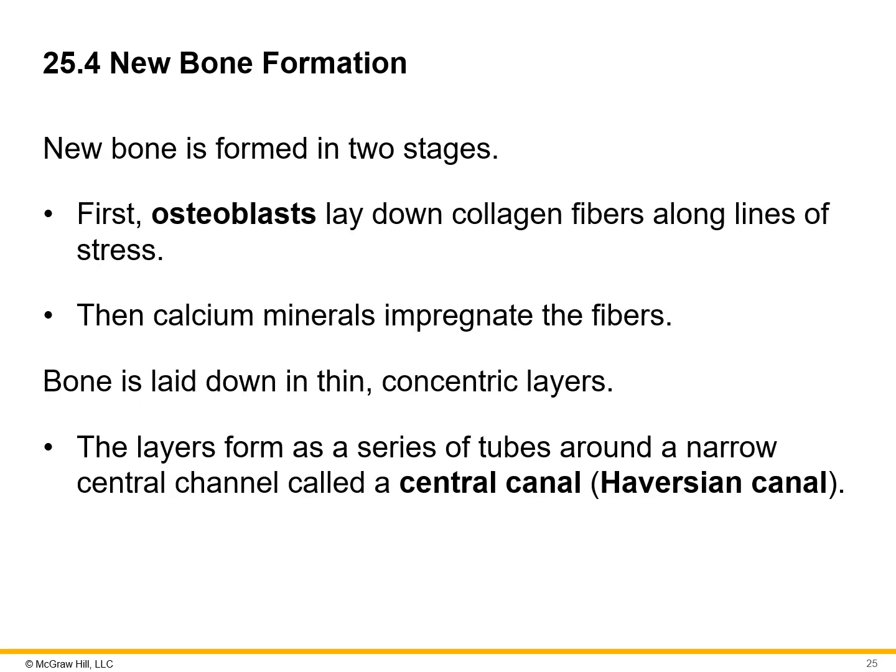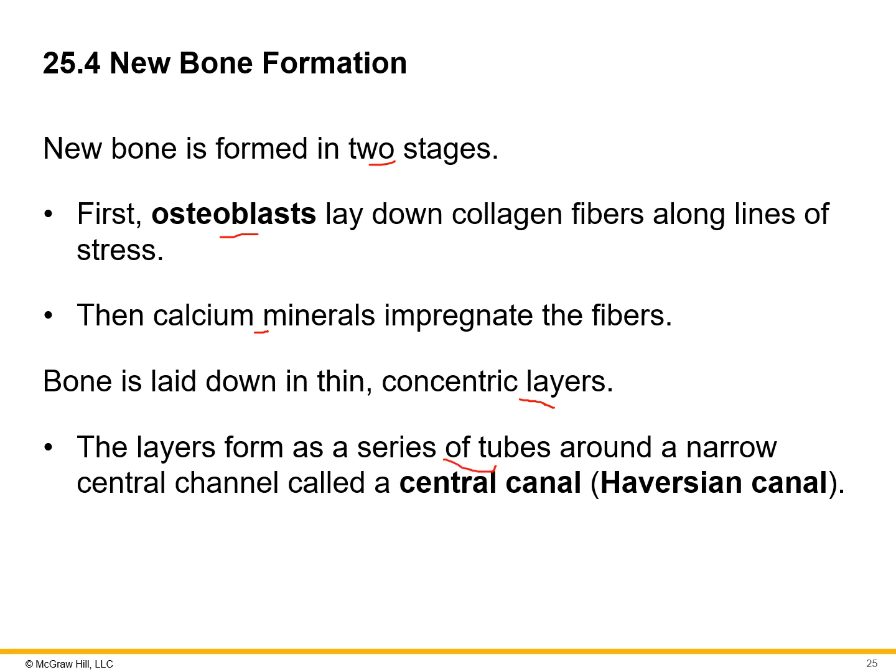How this kind of constant growth is occurring is we get kind of two stages of bone growth. So first, there are osteoblasts. They're the ones that are building. So think building for blast. They are laying down collagen, increasing the bone. So then the calcium minerals come along and kind of strengthen or solidify those fibers. So then it's laid down in kind of thin concentric layers. So just thin layers made by these osteoblasts. And then the layers form as a series.